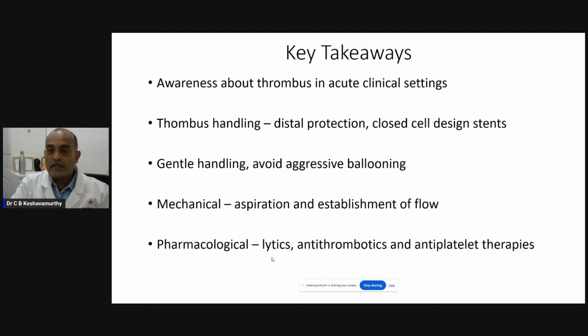So when you choose a stent, choose the closed cell design stent so that the thrombus gets held there. Especially if there is a micronet stent, please use it. That seems to reduce the risk of distal embolization. Use all the pharmacology upfront, like dual antiplatelet therapy, whatever is appropriate. In coronary circulation, we give intravenous antiplatelet drugs for quick and assured action of the antiplatelet drugs, and there is no resistance to them.